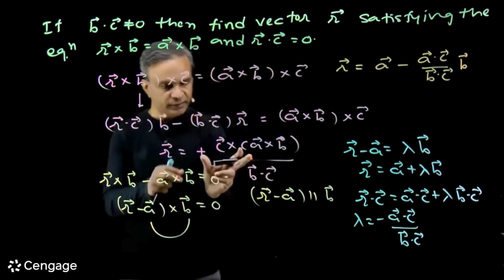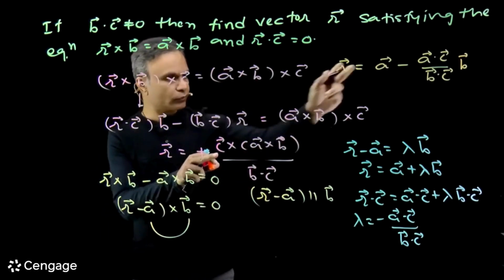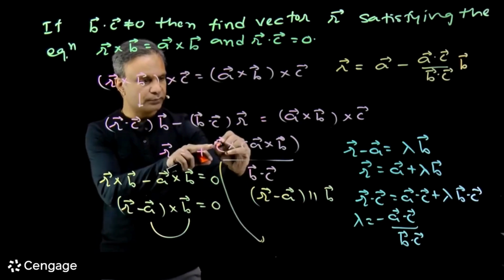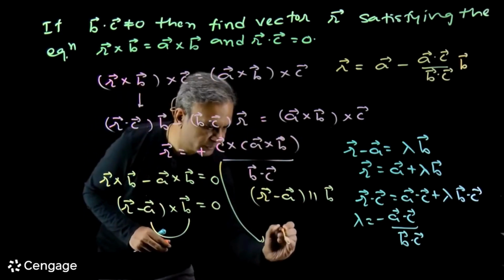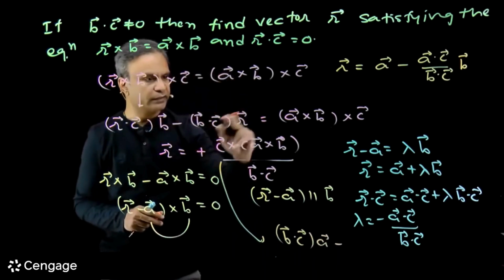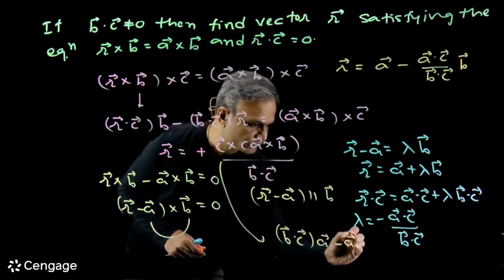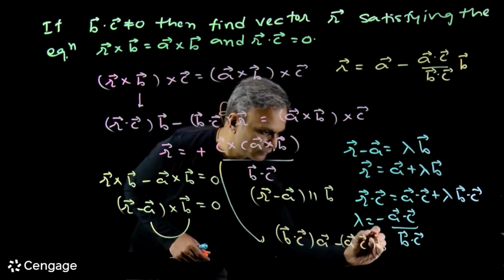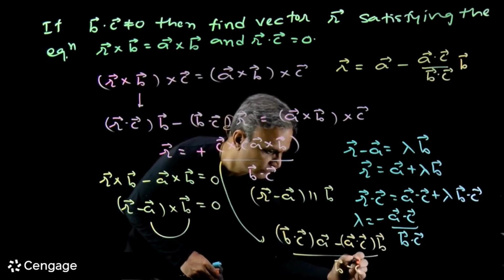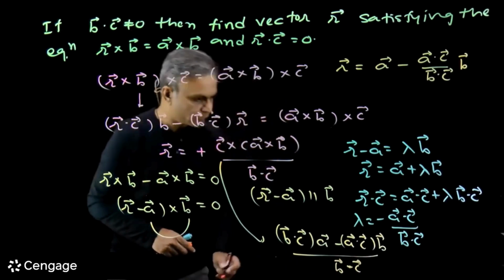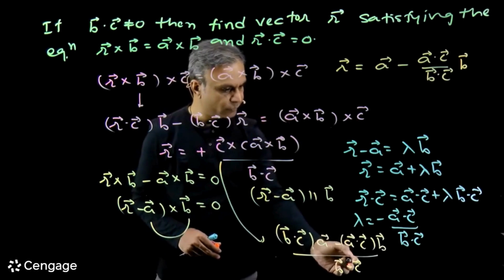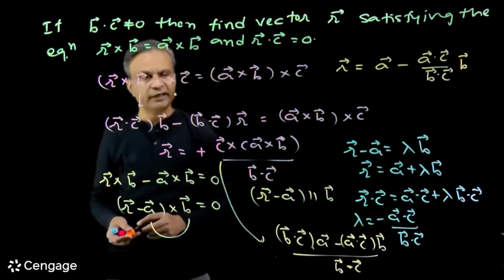Now this is same as this. इसको सिंप्लीफाई करेंगे तो ये मिलेगा. क्या होगा इसका expanded form? This will be (b dot c times vector a minus a dot c times vector b) over b dot c. So we get a minus (a dot c over b dot c) times vector b. ठीक है, ऐसे भी कर सकते हैं.